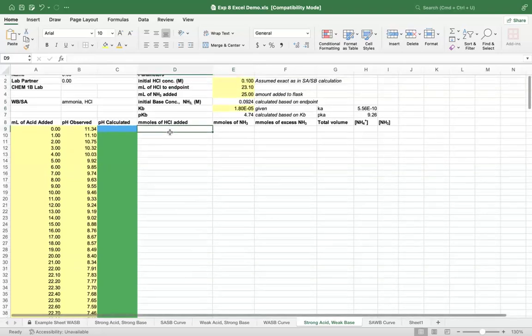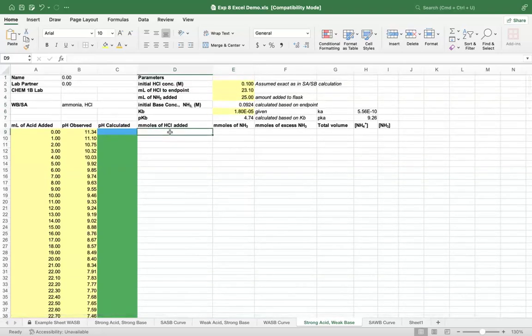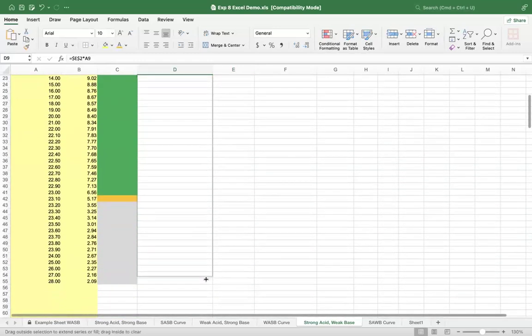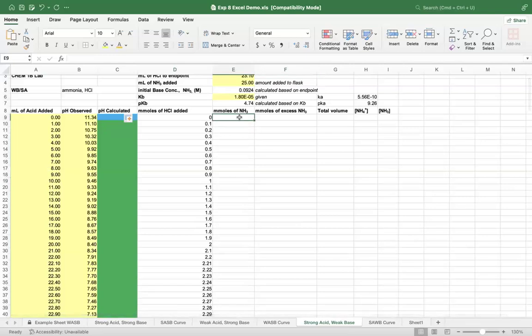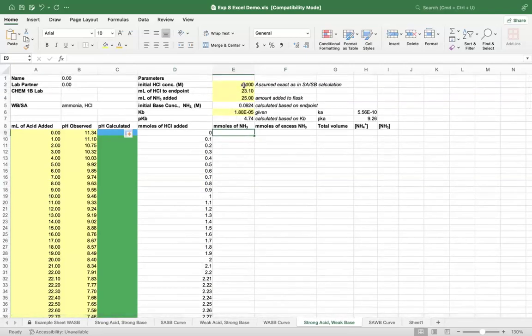Millimoles of HCl added. So this is actually going to be the one that increases. So we'll say equals. We'll click on 0.1, but we got to absolute reference this. We'll say times, and then whatever's in column A. And this will go all the way down. Millimoles of NH3. This is going to be a static number. Just to kind of show you how we could do that a faster way.